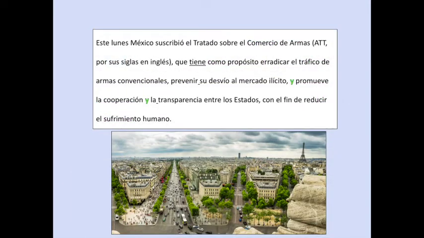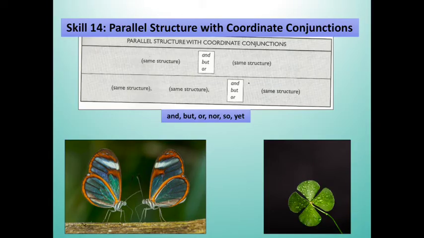Here's another example. What parts are being connected by the connectors? And what grammatical structure are they? The first connector is connecting two verbs. The second connector is connecting two nouns. So, skill 14 is parallel structure with coordinate conjunctions.